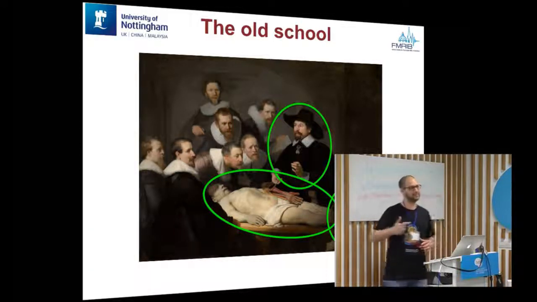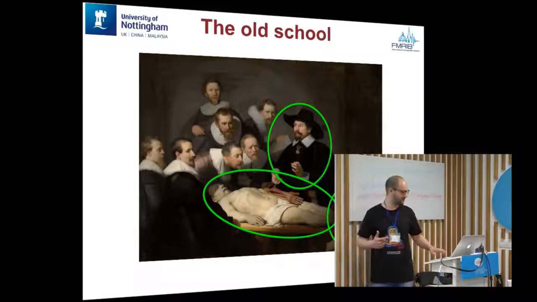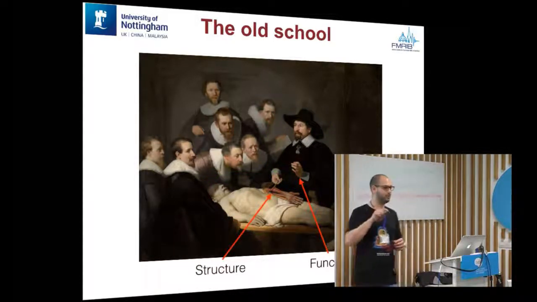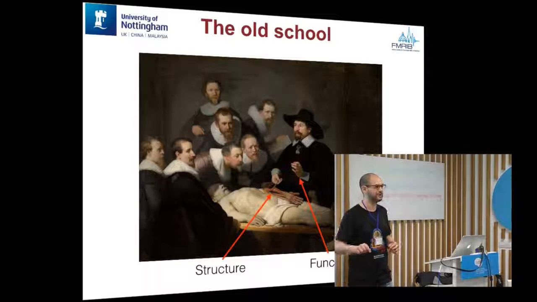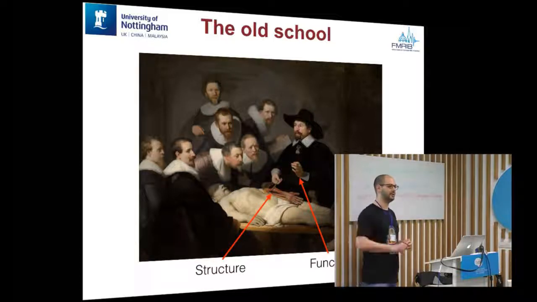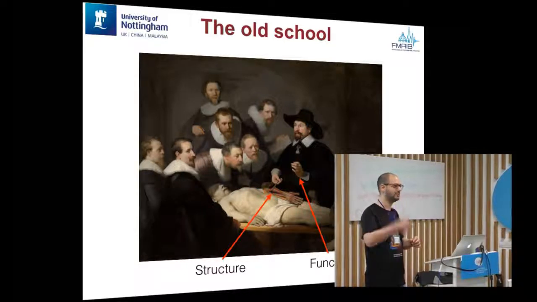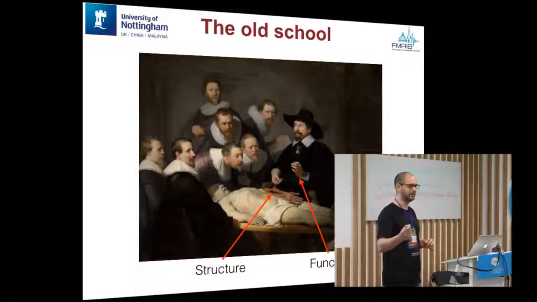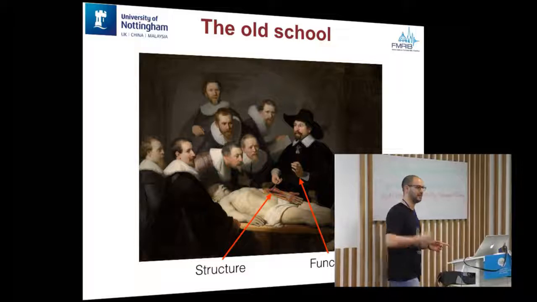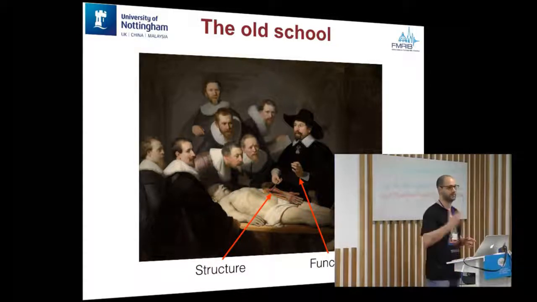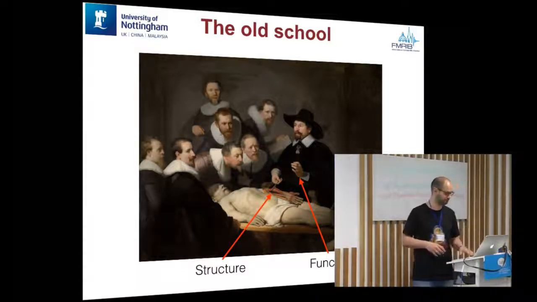And also the nice thing that you can see in this specific painting is what interests most of us as neuroscientists, that we try to connect structure and function, right? So the professor is showing the muscle, saying this muscle is responsible for making this movement, right? So this is one of the most interesting links from the neuroscientific point of view.